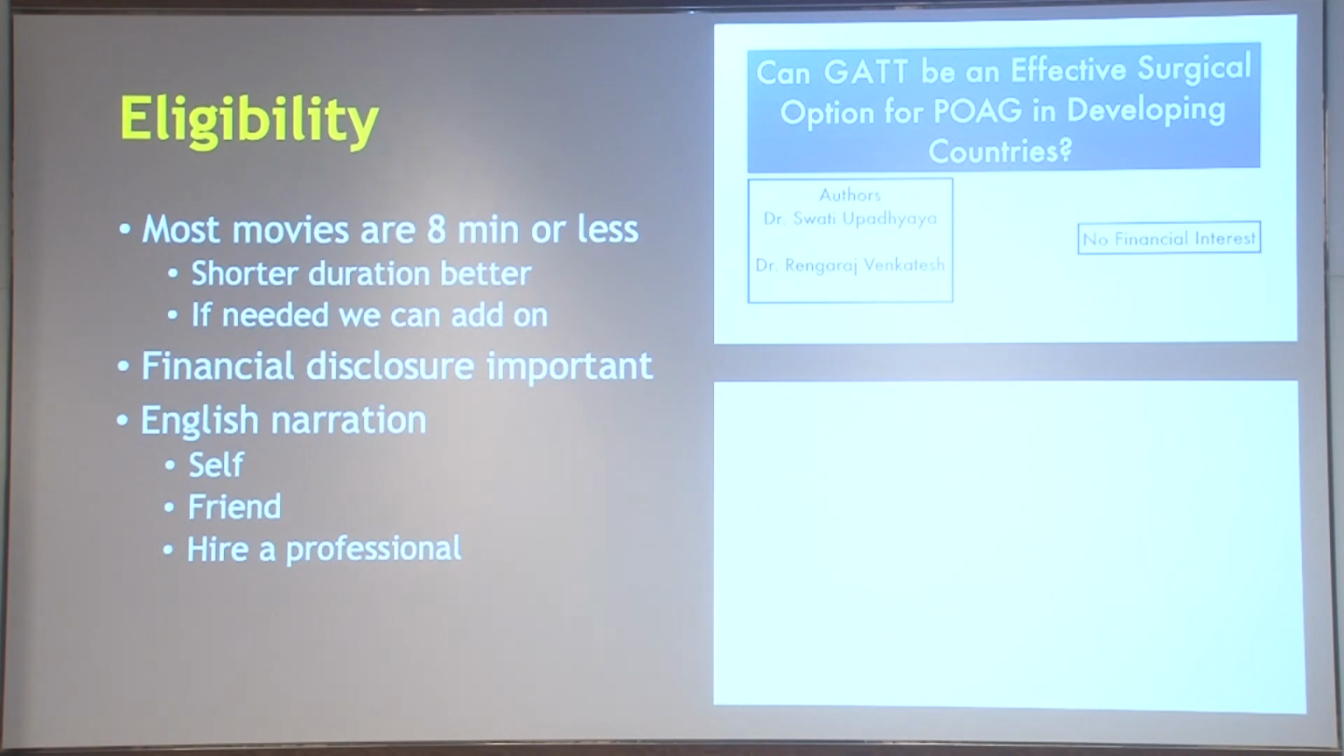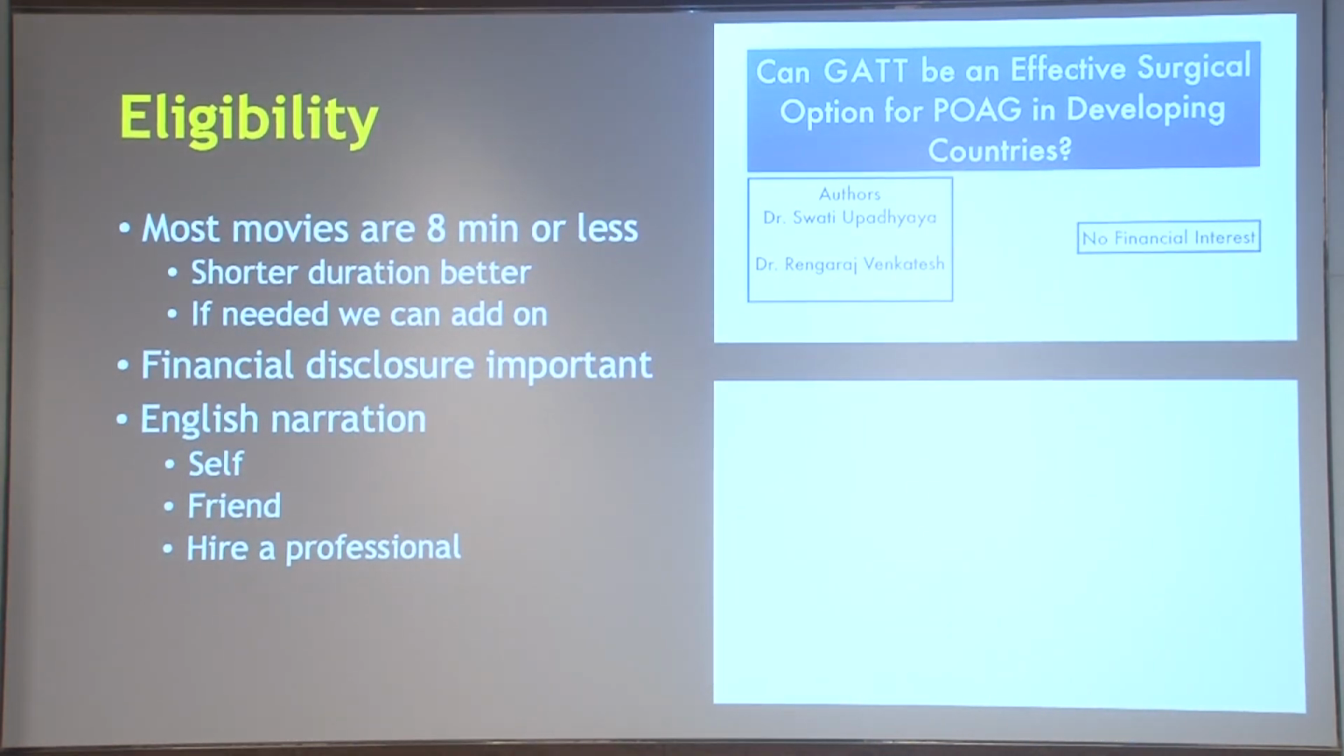We have to always look for the eligibility. Each conference has their own specification. We have to be very much aware of it. Most conferences expect us to make a movie of about 8 minutes or less. My suggestion is to make a shorter duration. It is better because the attention span is very small. We can add a small script, make a shorter movie, and later if we want, we can enlarge it. Financial disclosure is very important.